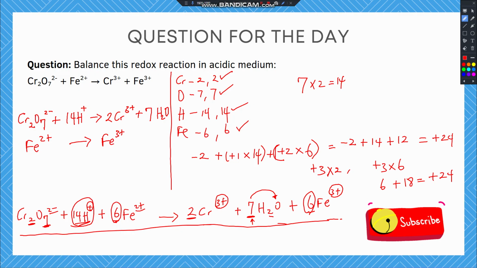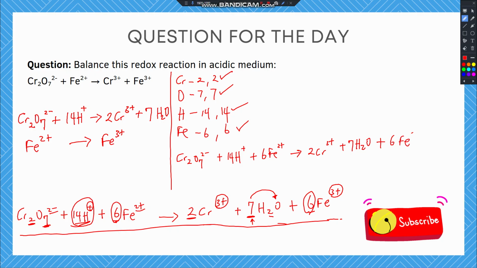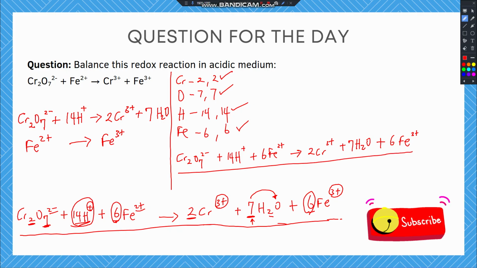So let's write the equation one more time for clarity's sake. So this is the final equation right now. We have Cr₂O₇²⁻ plus 14H⁺ plus 6Fe²⁺ yielding 2Cr³⁺ plus 7H₂O plus 6Fe³⁺. This is our final chemical equation.